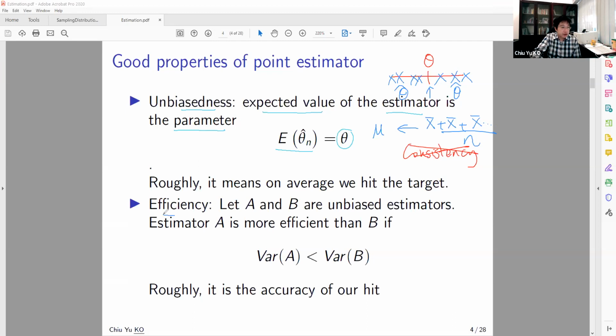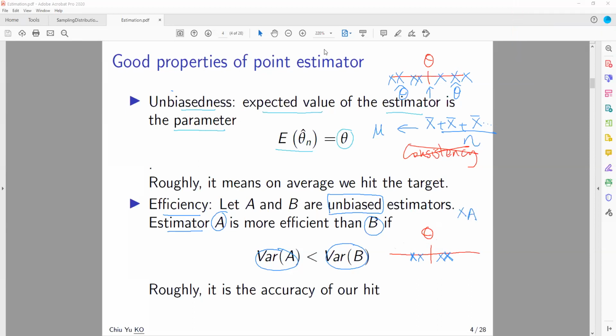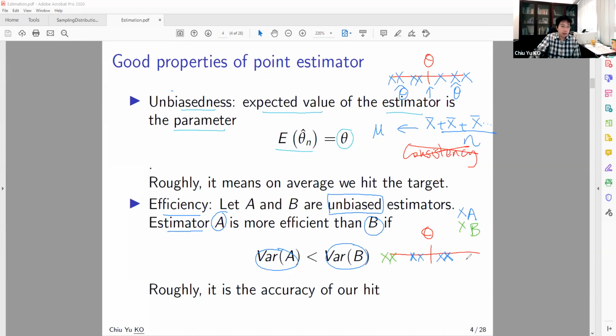The second one is about efficiency. Based on unbiasedness, if they're unbiased, we say one is more efficient. A is more efficient than B if A has less variance than B. What does that mean? It means the following. We want to guess this. Blue is A, maybe here, and the green is B, maybe here. B on average also hits the target, but it's further away from the target. It's about how accurate it is. The more accurate, the more efficient.